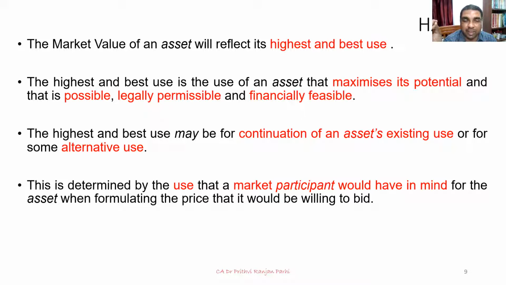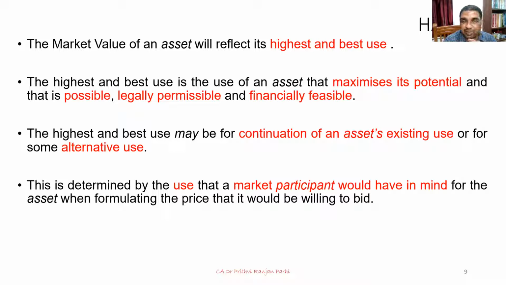The HABU premise is determined by the use that the market participant would have in mind for the asset when formulating the price they would be willing to bid. That means when a bidder is giving his quote, what is in his mind about the use of that asset? That will be considered as the highest and best use of that asset.